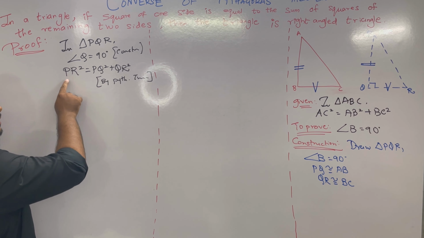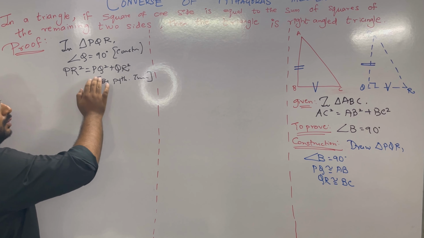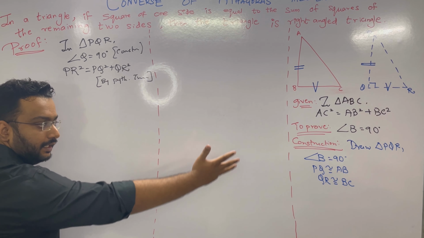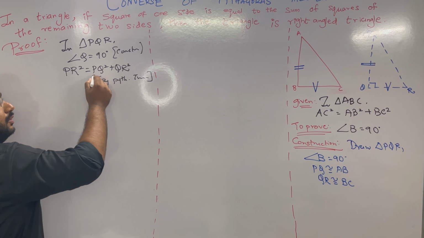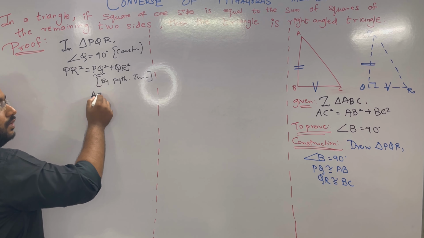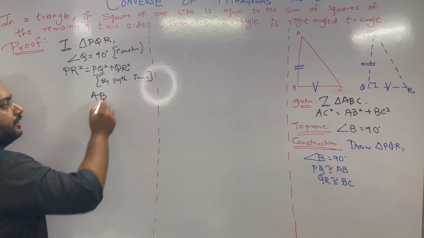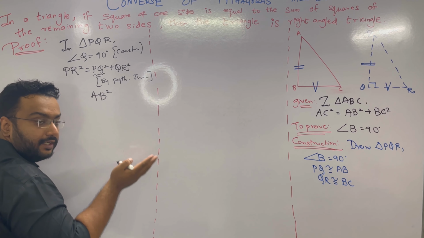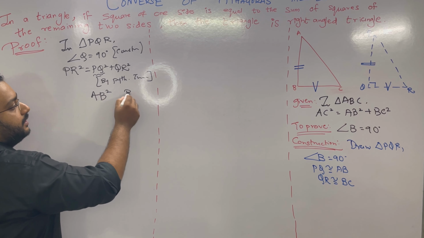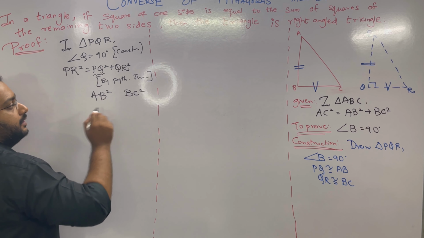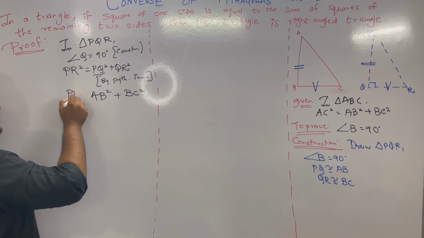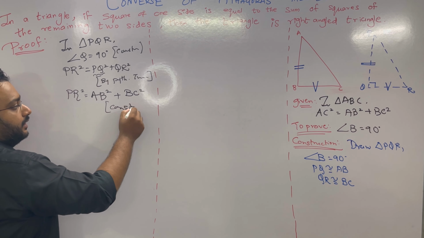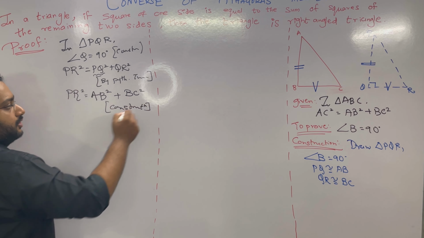Now observe PR, PQ and QR. Is PQ congruent to something? In construction, you already know that PQ is congruent to AB. So instead of PQ square, we can write AB square. And QR, in construction we have written QR is congruent to BC. So instead of QR square, we can write BC square, with the plus sign as it is and PR square as it is. Reason for this will be construction.